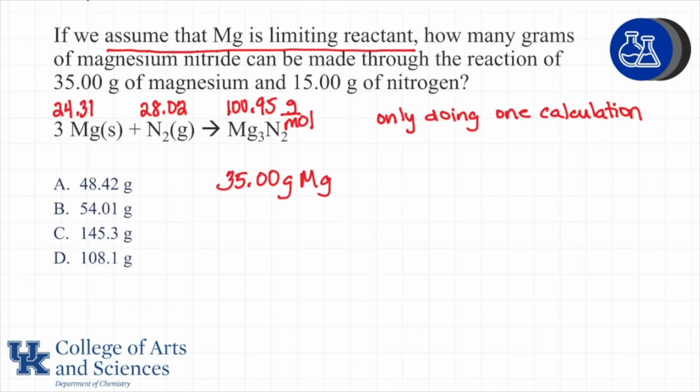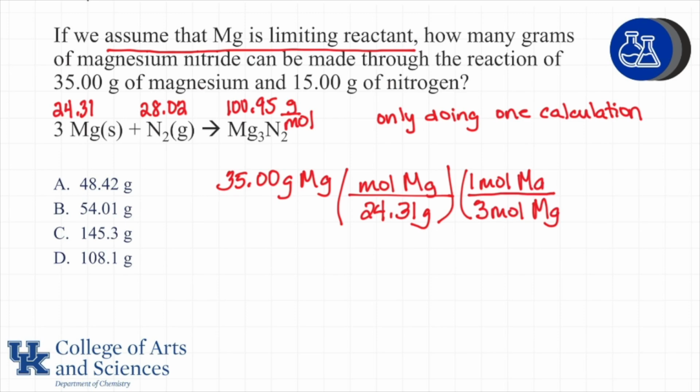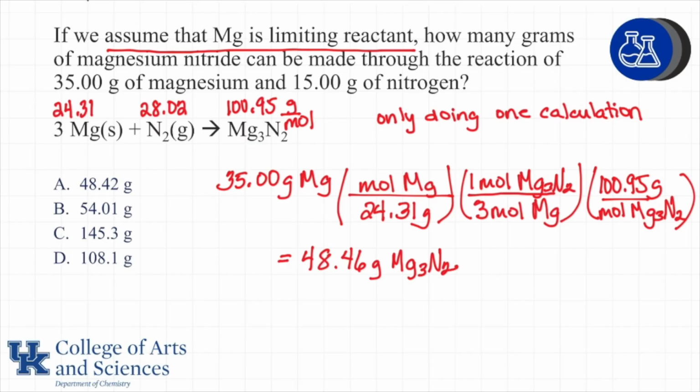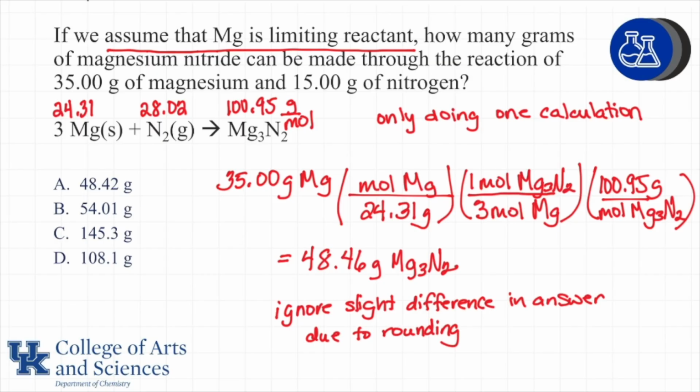We start with our 35 grams of magnesium, use its molar mass to convert to moles, use our mole to mole ratio to get from moles of magnesium to moles of magnesium nitride, use our molar mass to get to grams of magnesium nitride, and we get 48.46 grams of magnesium nitride. We can ignore the small difference in the last digit. It resulted from different rounding, either intermediate rounding in a calculation step or slightly different rounding of a molar mass somewhere along the way. But we see that A is our correct answer. So if magnesium is limiting, the most we can make is 48.46 grams or 42 grams.